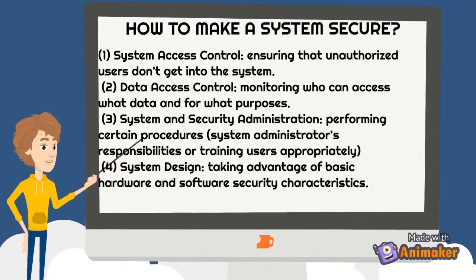There are four methods of how computer security provides protection: system access control, which ensures that unauthorized users don't get into the system. Data access control, which monitors who can access what data and for what purposes. System and security administration, which performs certain procedures like system administrators' responsibilities or training users appropriately. System design, which takes advantage of basic hardware and software security characteristics.